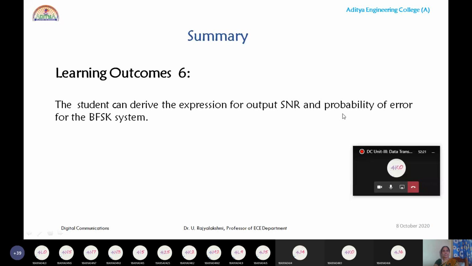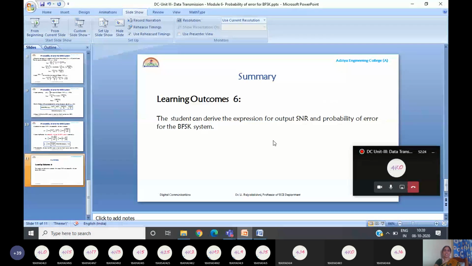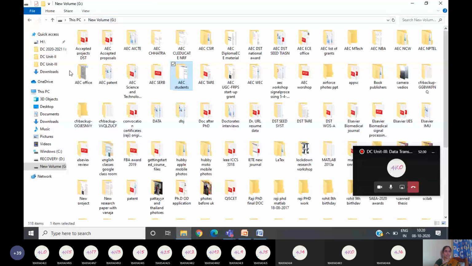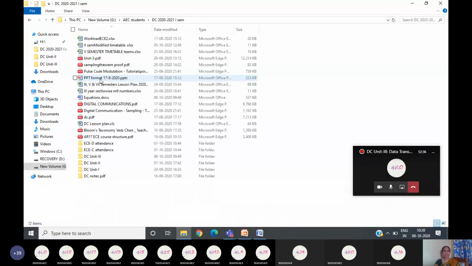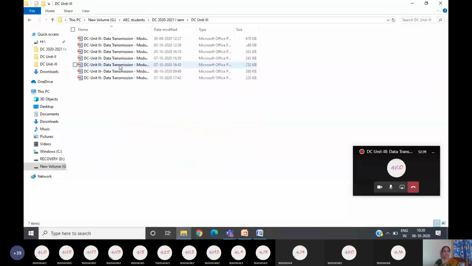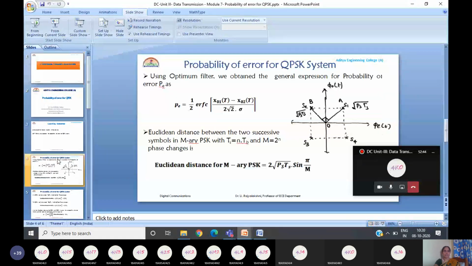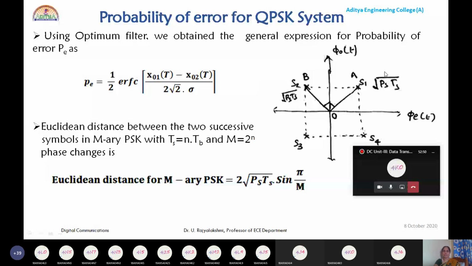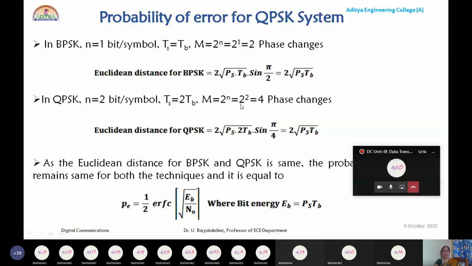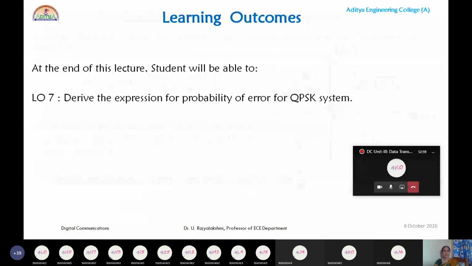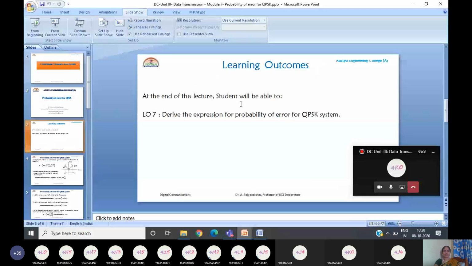Okay, in the next class we can discuss the probability of error calculation for QPSK. We can calculate the probability of error expression by using the constellation diagram. Anyhow, we can continue in the next class, no problem. So this is the last module of your third chapter.